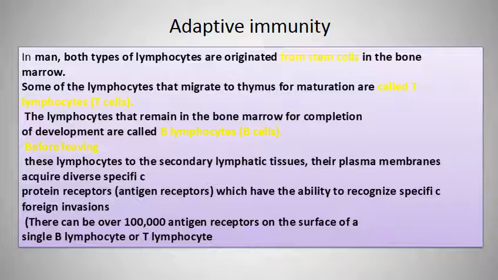Okay, so in this slide you have to know about the T lymphocytes and the B lymphocytes, why we call them T lymphocytes and B lymphocytes, and the antigen receptors, the acquisition of antigen receptors on these lymphocytes. Okay.